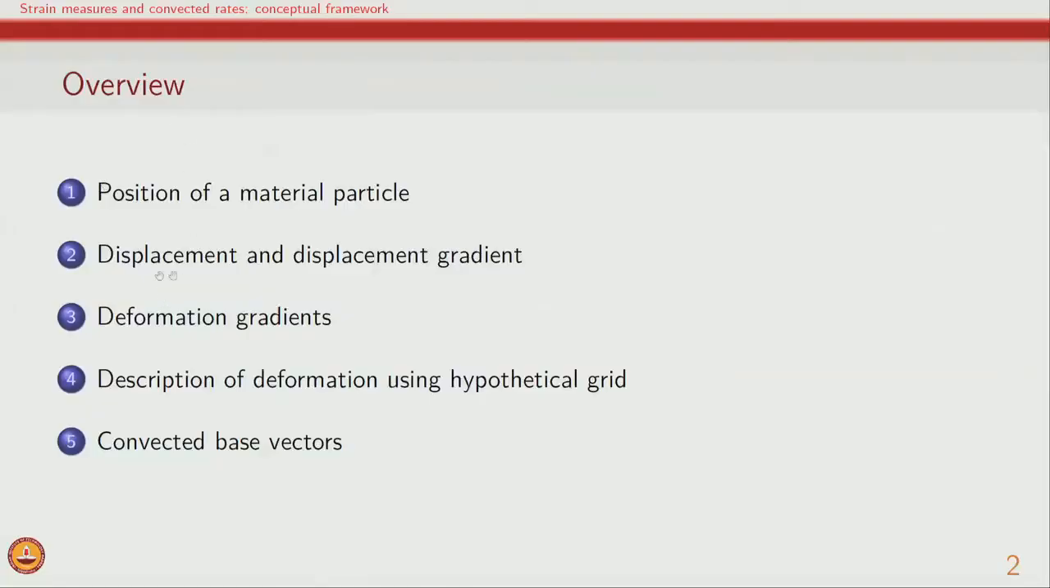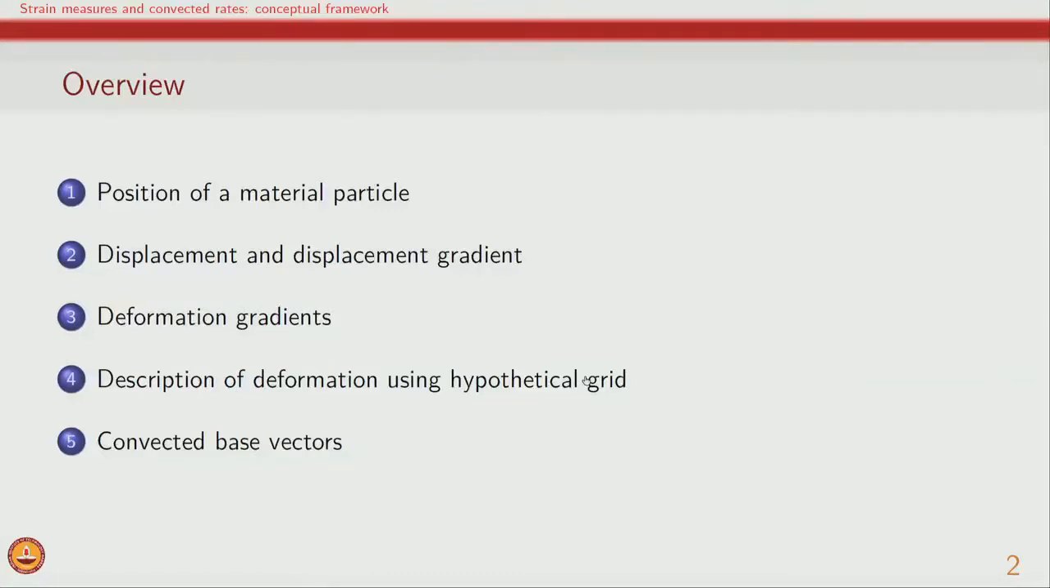In the last lecture on strain measures and the convected rates, we had started looking at the conceptual framework. What we had done was look again at how the position of a material particle changes and how displacement, displacement gradients and deformation gradients are defined. And then we looked at what happens to this deformation if we embed a hypothetical grid in the material, and we looked at examples of both shear as well as extension.